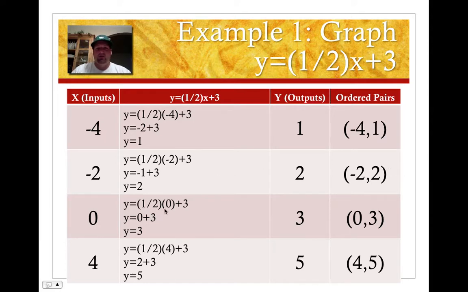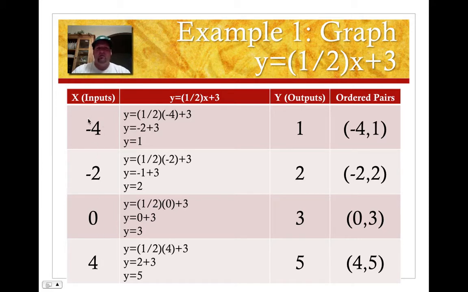The next one I choose 0. 0 is usually a very common one to choose when you're picking your inputs. 1/2 times anything, 0 times anything is going to give you 0. And so in this case I have 0 plus 3, and that's going to give me 3. So input 0, output 3, ordered pair (0, 3). Last but not least, we have 4. 1/2 times 4 is 2. 2 plus 3 is 5. Input 4, output 5, ordered pair (4, 5).